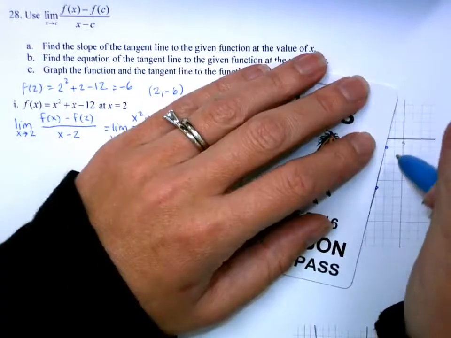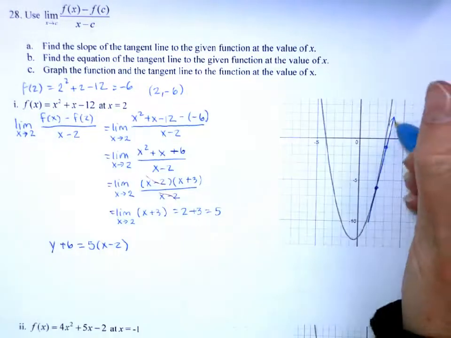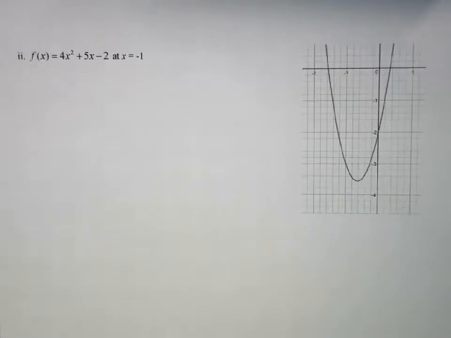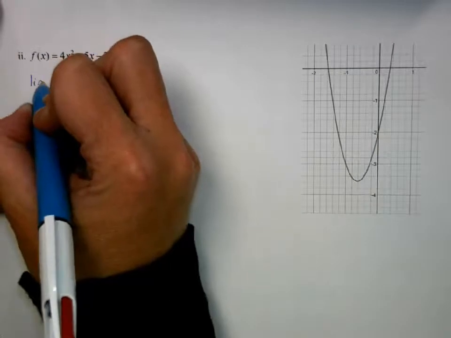All right, so this one's going to be the limit as x goes to -1 of f of x minus f of -1 over x minus -1.